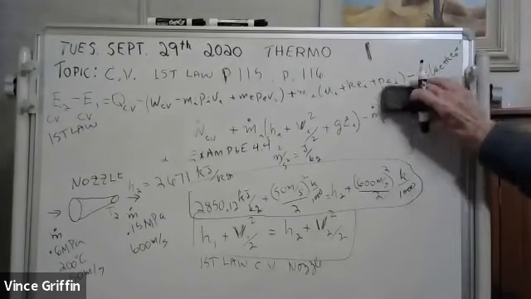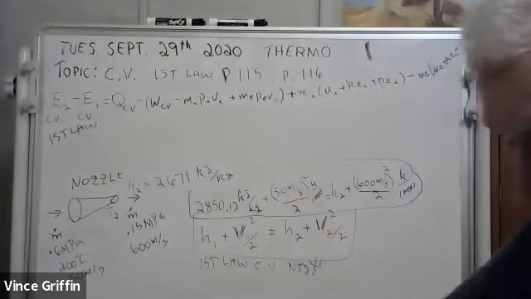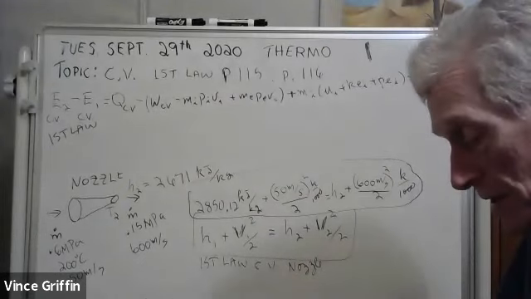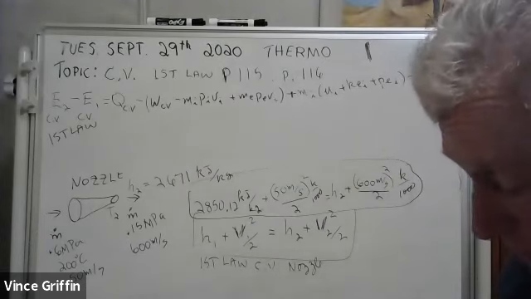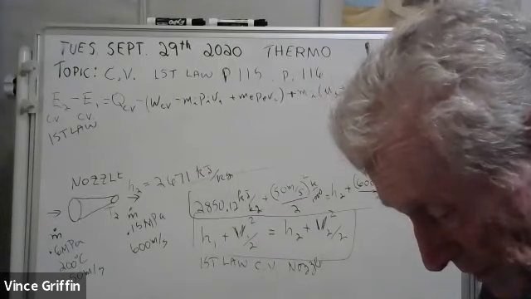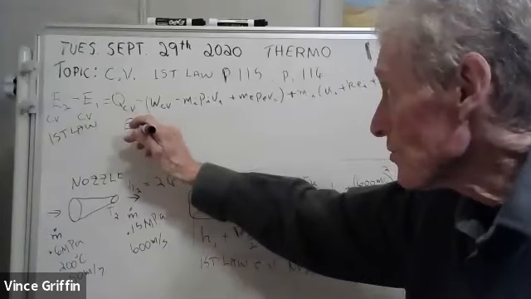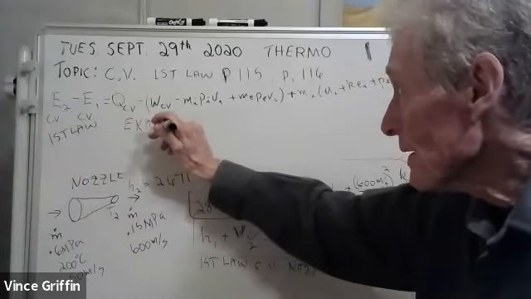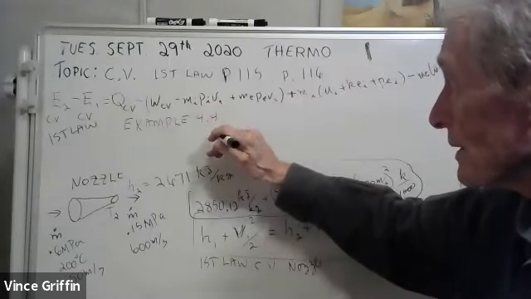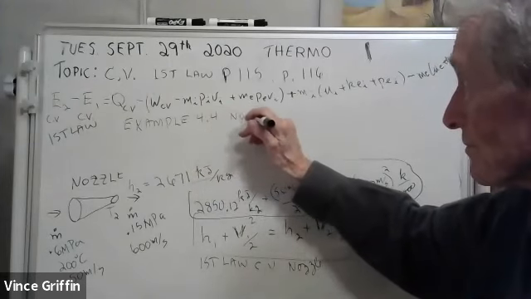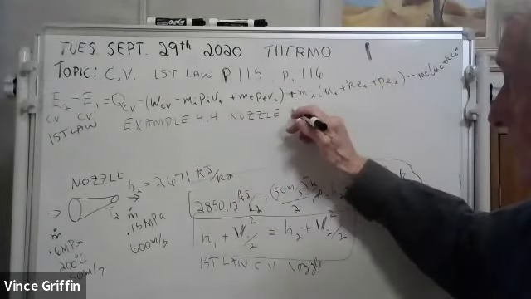I need some room to do that. Or I could just tell you how they do it. See what we're doing in case somebody kind of woke up from a daydream. We're doing example 4.4. It's in your book. It's example 4.4. It's a nozzle. It's on page 121.